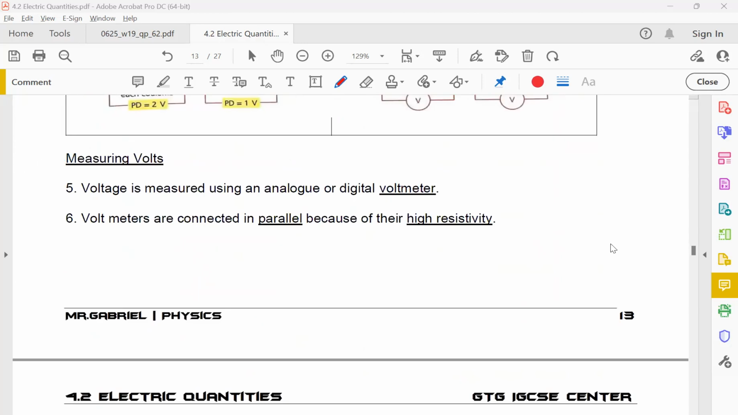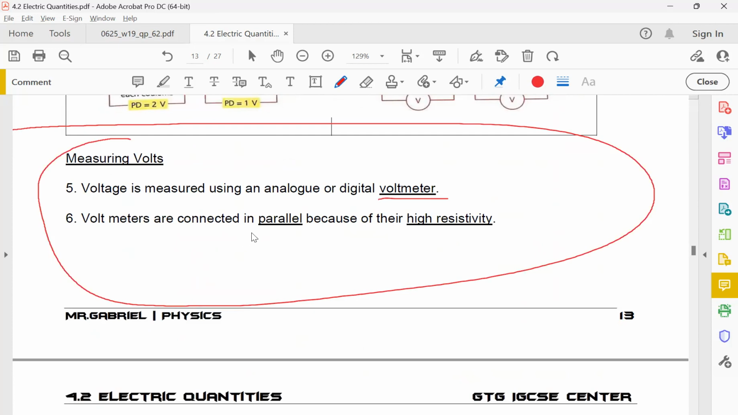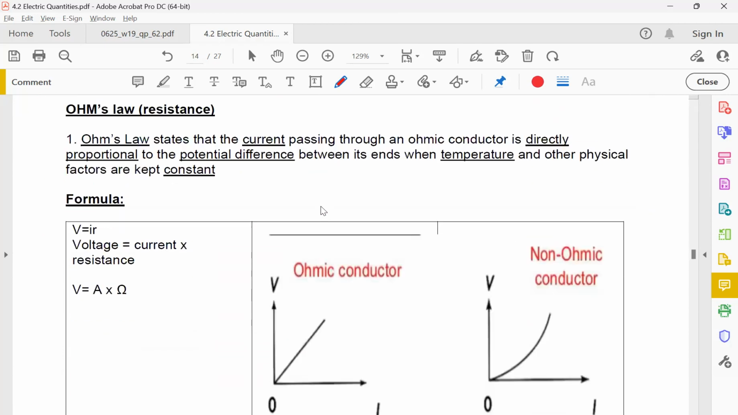Okay, and then from here, you're supposed to measure the voltage using a voltmeter, and it will always be connected in parallel because of its high resistance. Okay, everyone, last part.